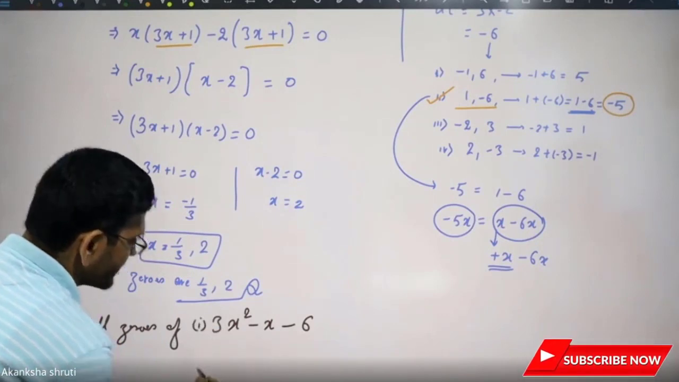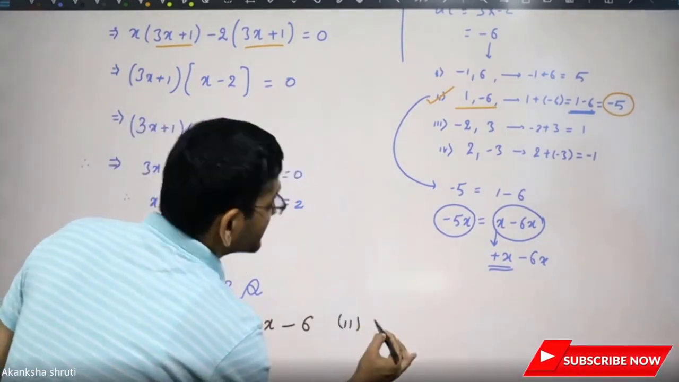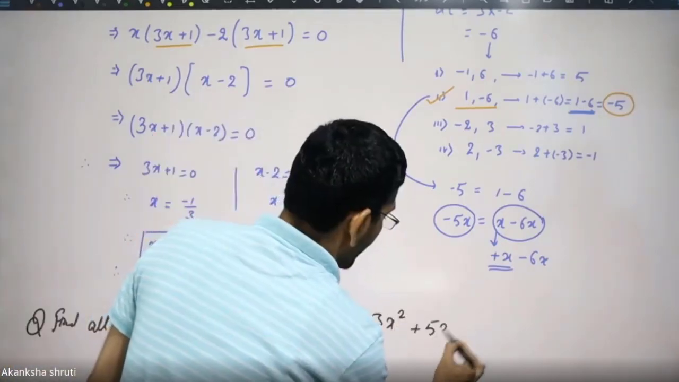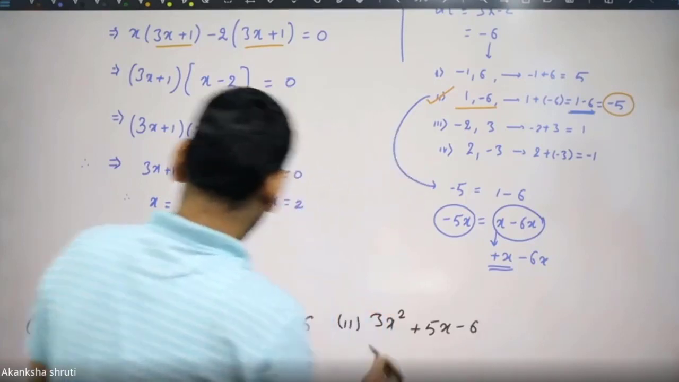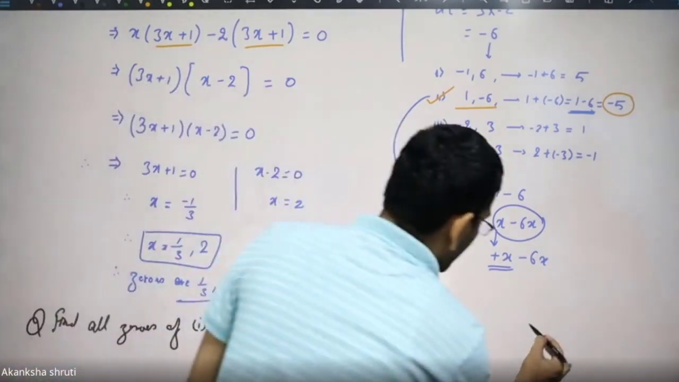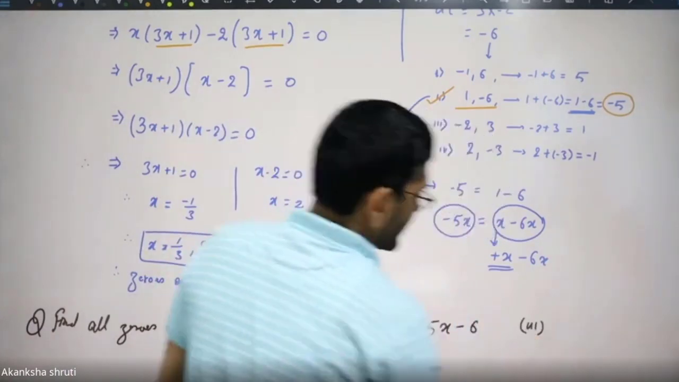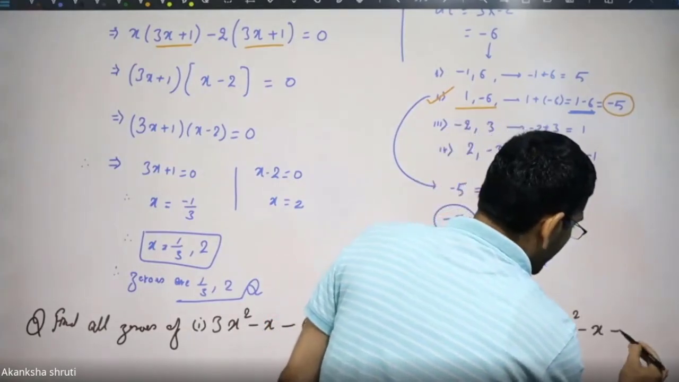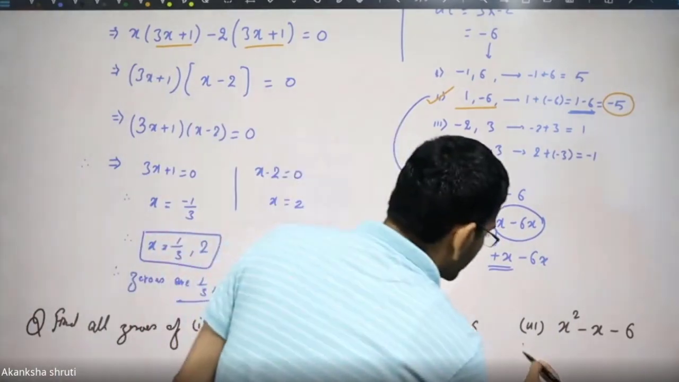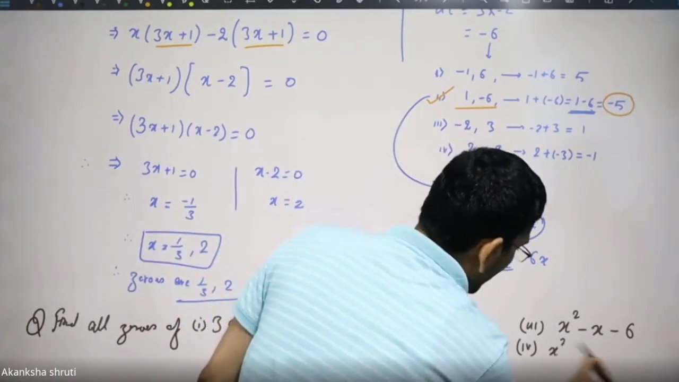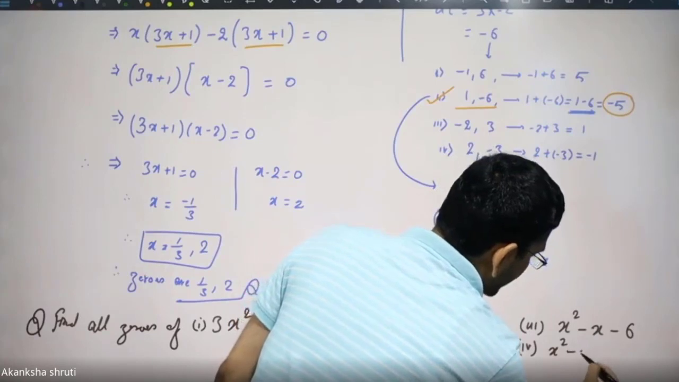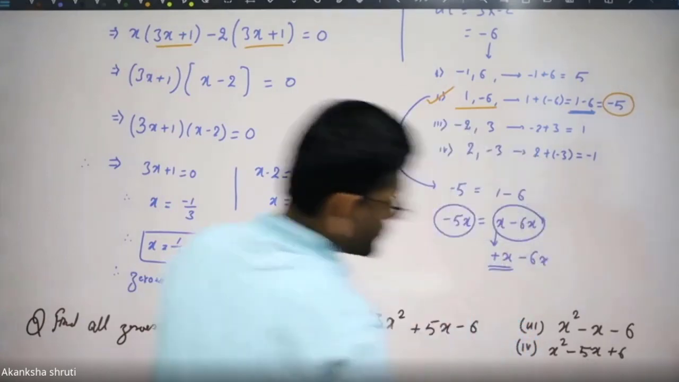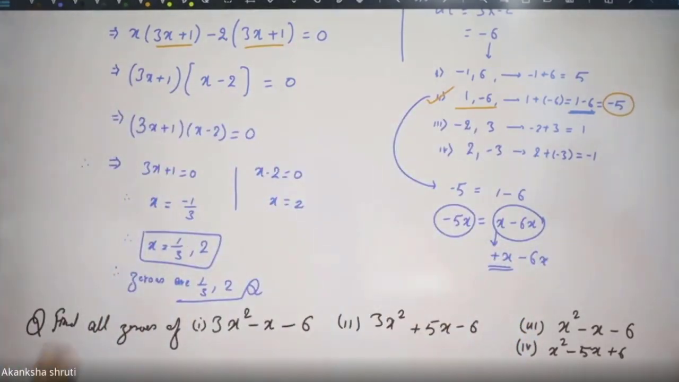First one is this. Second one is 3x square plus 5x minus 6. This is the second one. The third one, say x square minus of x minus of 6. The fourth one, x square minus of 5x plus of 6. So sign choosing is very important. These four things we are going to discuss.